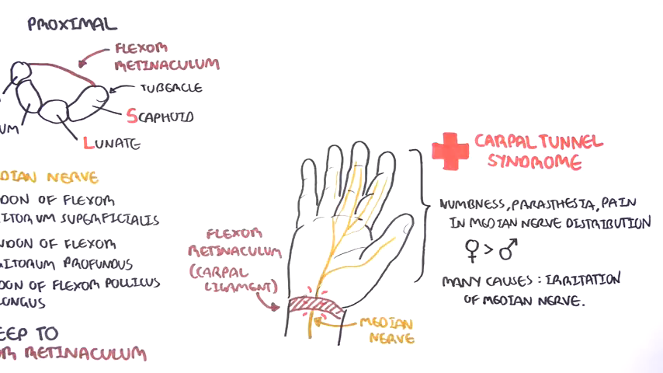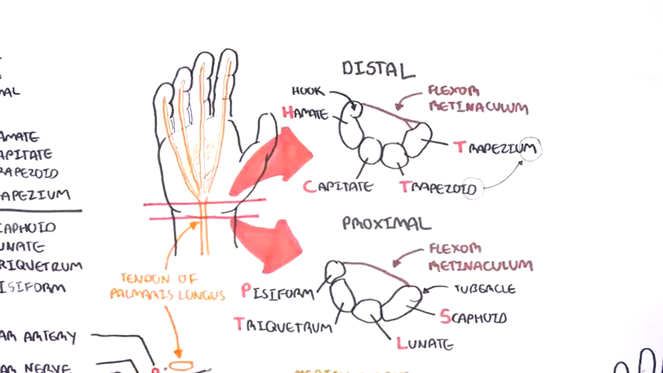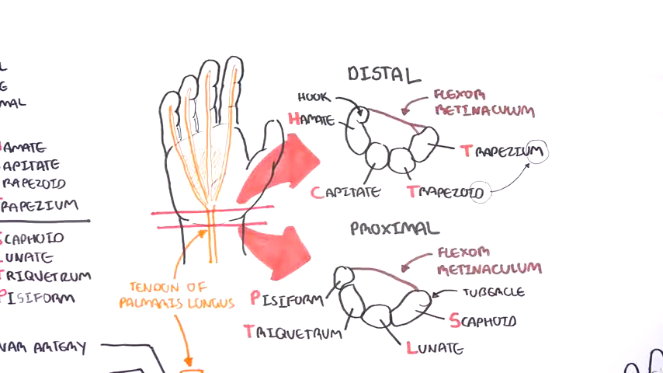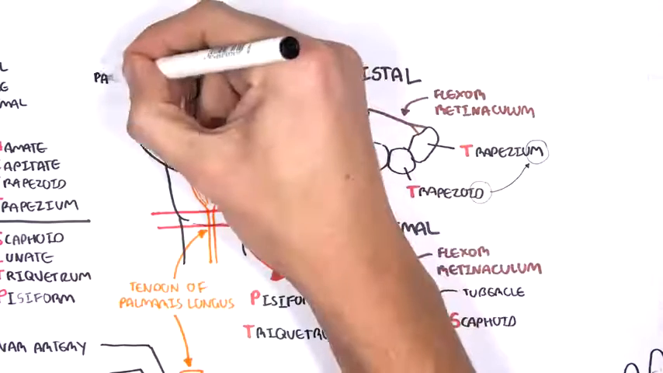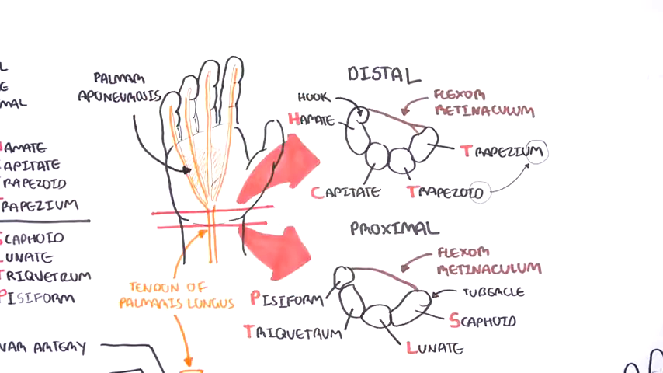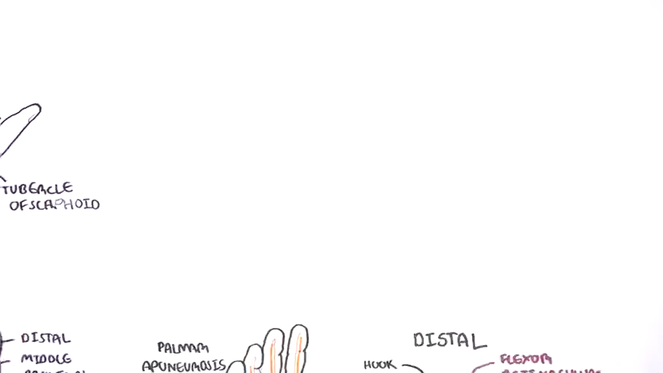Going back to the diagram we drew earlier, do you remember the tendon of palmaris longus? The tendon that goes over your flexor retinaculum, the tendon you can see on your wrist. Well, this tendon has some branches that come off it and form what's called the palmar aponeurosis. And this has some clinical relevance.